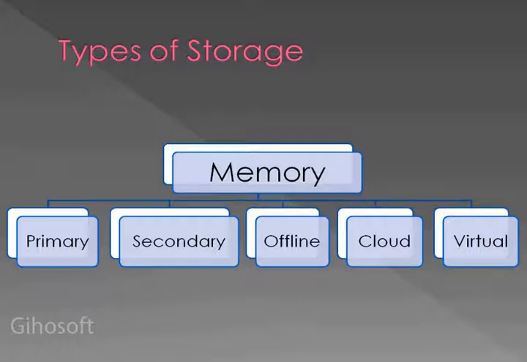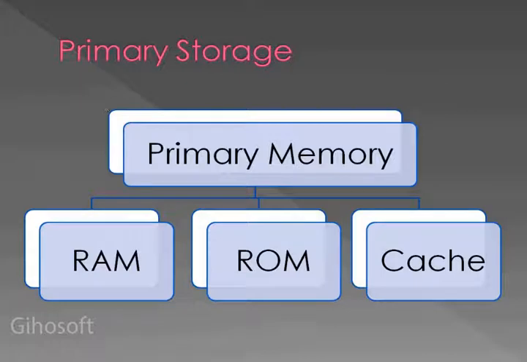The first one is the primary storage or primary memory. Then we have secondary memory or secondary storage. Then we have offline storage. Then we have cloud storage and virtual memory. These two, cloud and virtual, have been recently added in the new syllabus, whereas these three things have been there since 2015 in the old syllabus. Then we are going to have a look at the further types of memory.